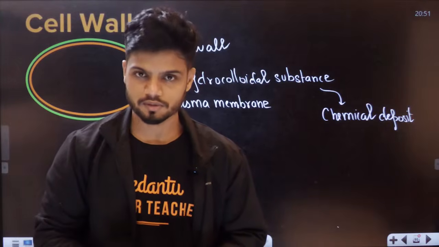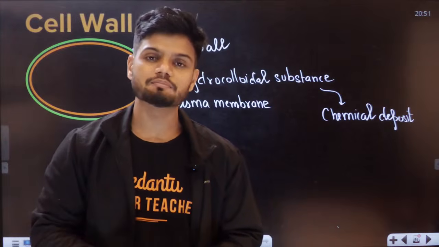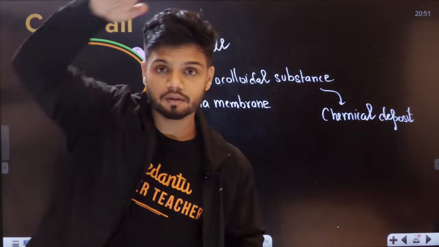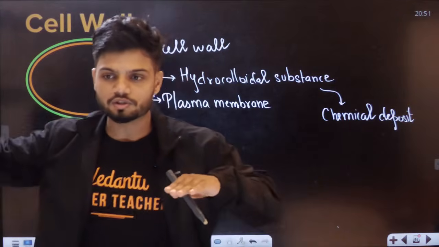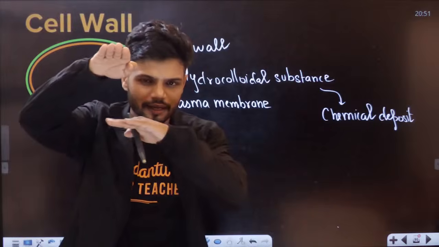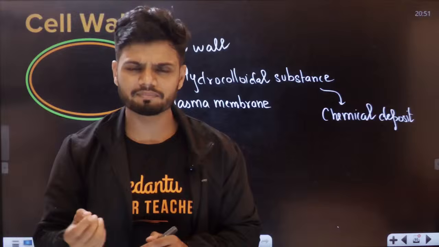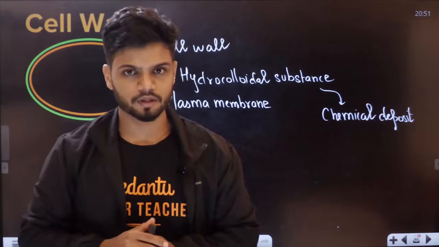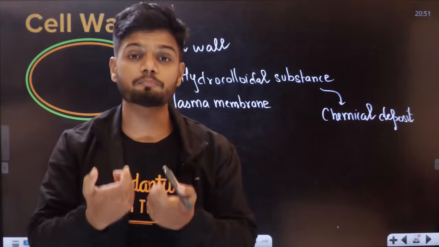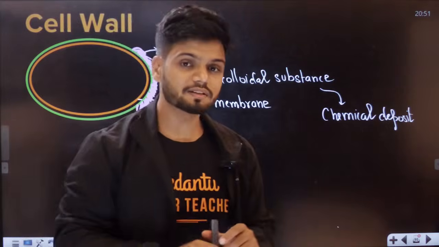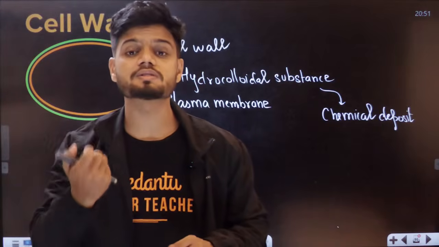Now, in the aquatic ecosystem, especially in oceans and seas, there is something called high tide and low tide. Yes or no, students? That is based on the moon's gravity. Whenever there is low tide, the algae surface gets exposed to sunlight.